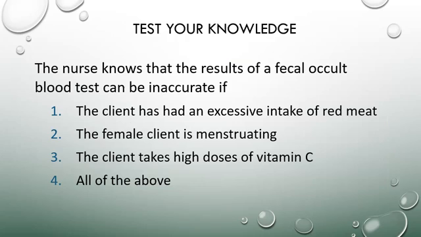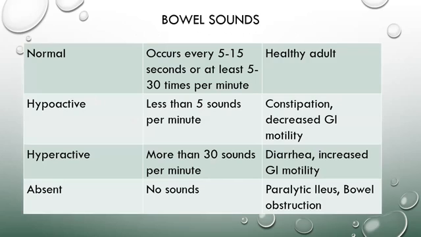So again, this is one of those that I haven't given you the answer to yet. This again should reinforce the need for you to also look through your book to learn these items. But the correct answer here is 4, all of the above, okay? The fecal occult blood test can be inaccurate if the patient has had excessive intake of red meat, if the client is menstruating, and if the client takes high doses of vitamin C. All of those can skew the results, okay?